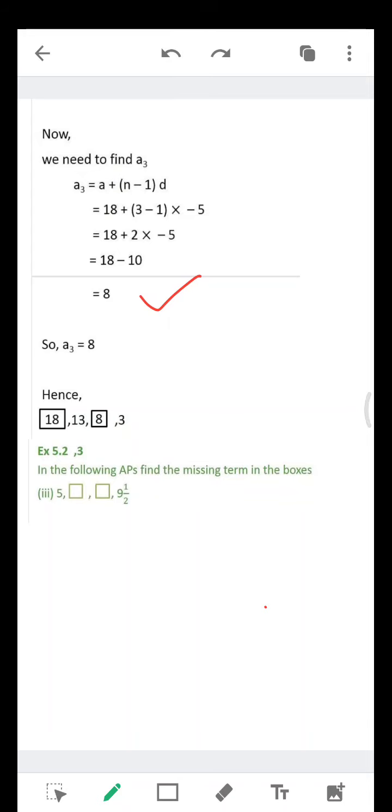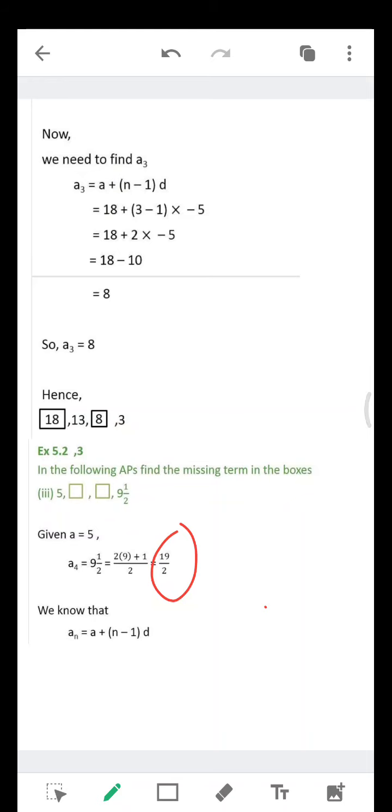In the same way, we have to simplify all the bits given in question number 3. In the third bit also, the first and the last term are given. First term and the fourth term are given. We have to find the missing terms, the second and third term. So from the first and this, we will find the D value first. A4 is given to us. This is a mixed fraction, so I'll convert this into an improper fraction. So 9 to the 18 plus 1 is 19 by 2.